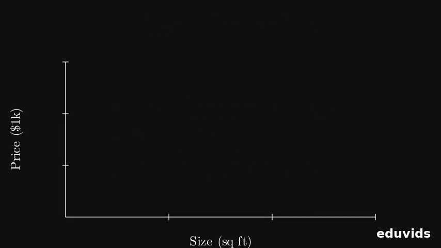Imagine we plot several sold houses. Horizontal axis is size, vertical axis is price. Each dot shows one real sale. Most dots drift upward, meaning bigger houses tend to cost more. We want a simple rule that turns size into price. So we draw a straight line through the cloud of dots.